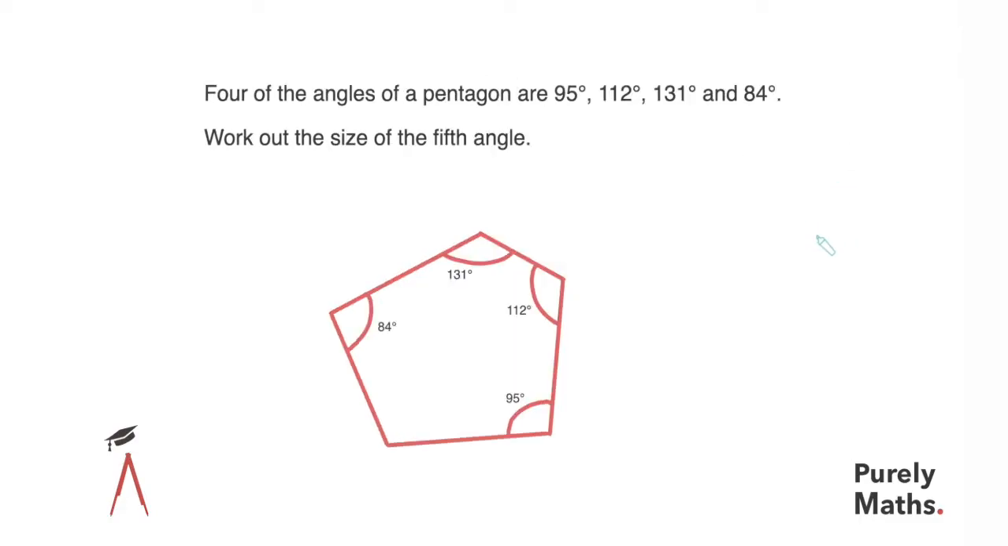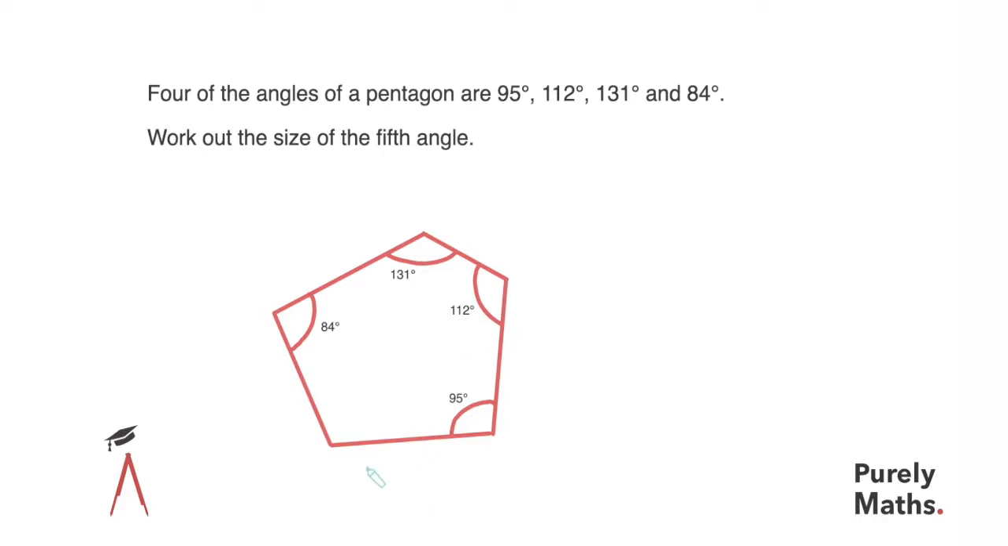Next question. 4 of the angles of a pentagon are 95 degrees, 112 degrees, 131 degrees, and 84 degrees. Work out the size of the 5th angle. Right. We need to know the sum of all the angles in a 5-sided shape to start with. If I know what they all add up to make, then I can use that to work out the size of my missing angle. So this one here is the 5th angle.